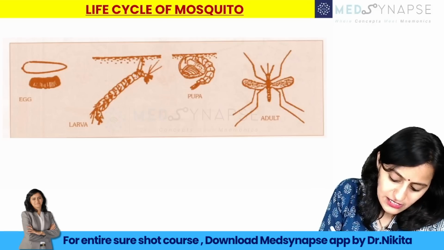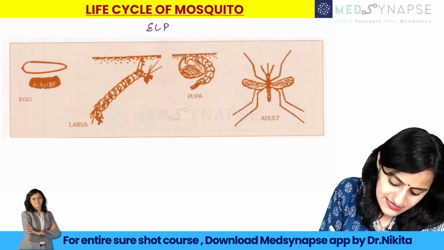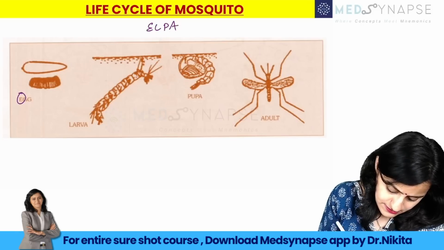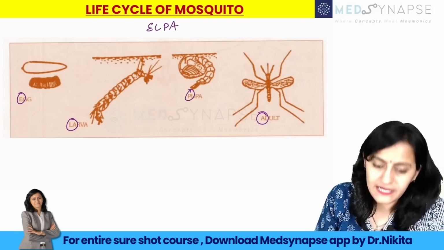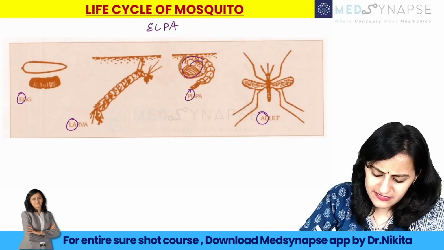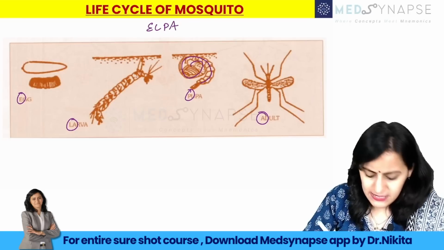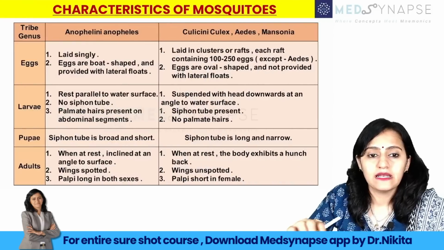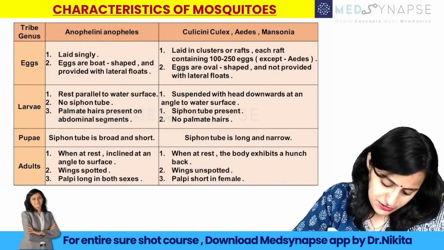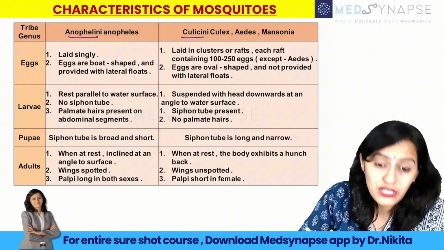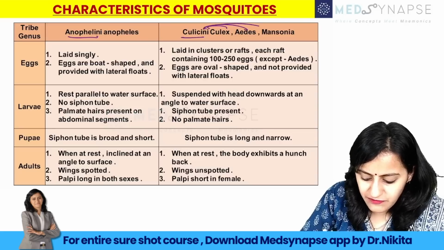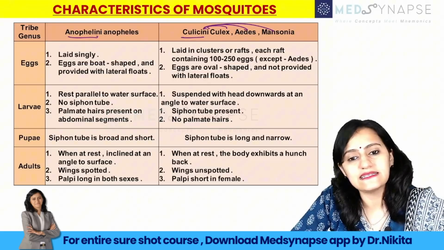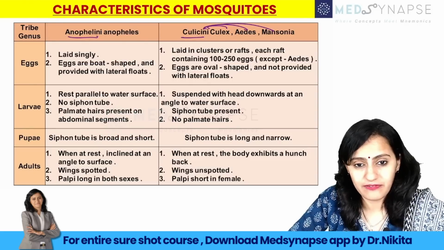So the life cycle of mosquito, what are the stages? Remember, it is ELPA: egg, larva, pupa, adult. The coiled one is the pupa stage, then you have the adult, and this is the larva in the water. Now look at the characteristics of the mosquitoes. We have Anopheles and we have the Culicinae family, which has the rest of the three: Culex, Aedes, Mansonia. Anopheles is Anopheles.